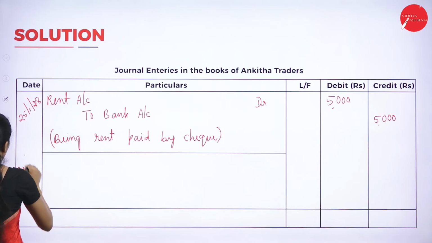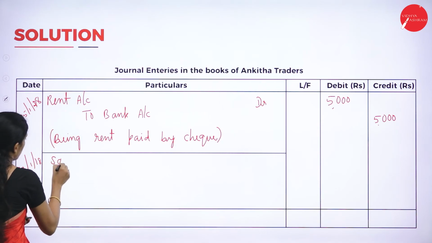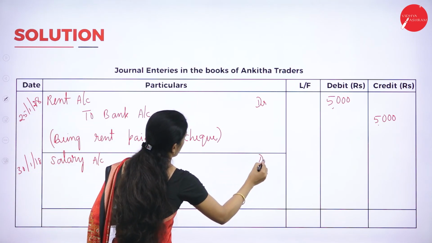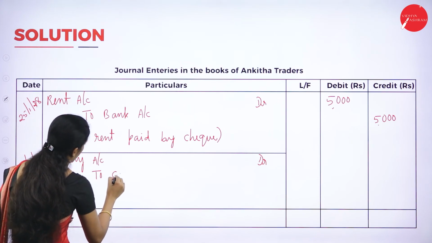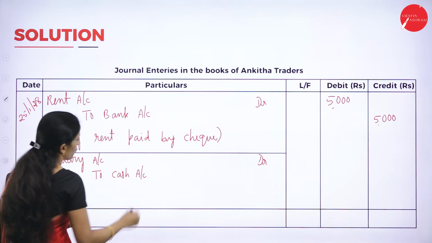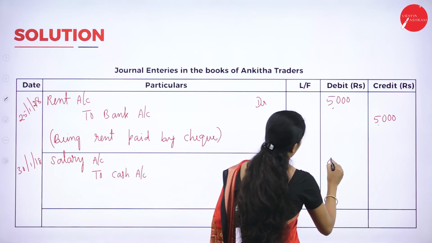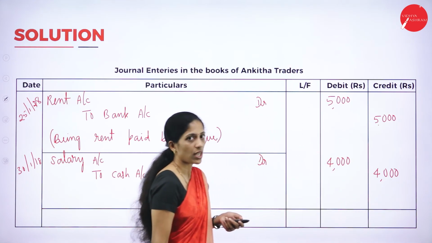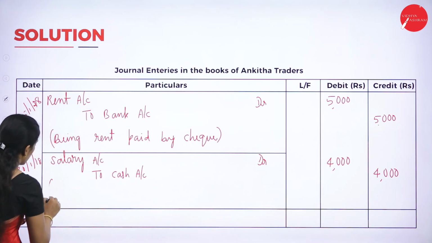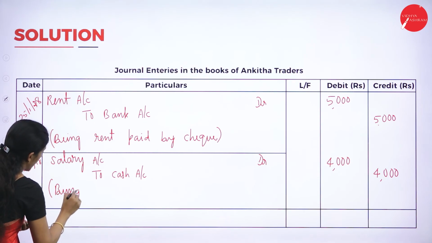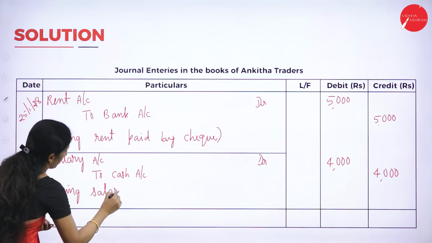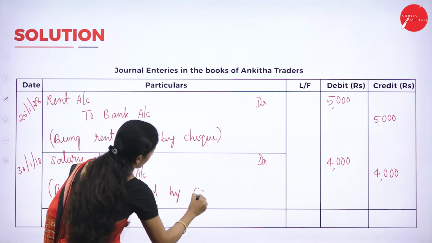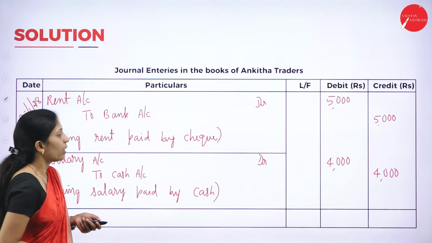30th 1 2018, salary account debit, what goes? Cash. To cash account. So what is the amount? 4,000. 4,000 in the debit side and 4,000 in the credit side. So write the narration: being salary paid by cash. So we are done with all the journal entries.